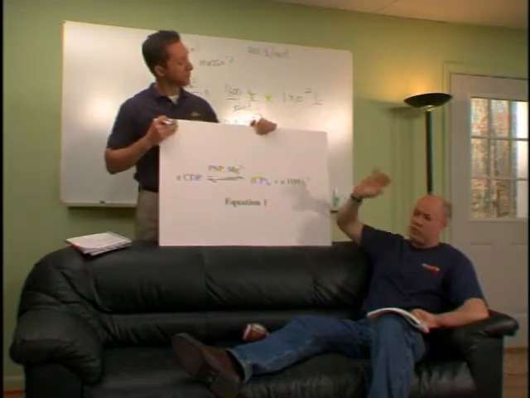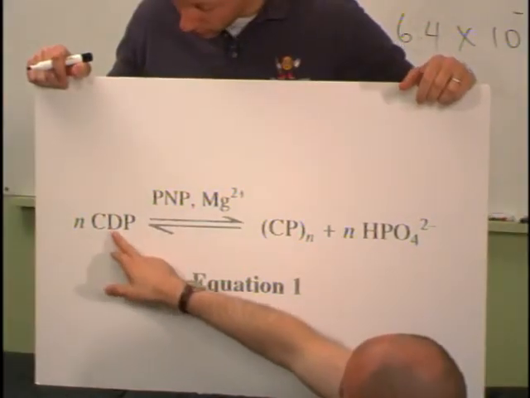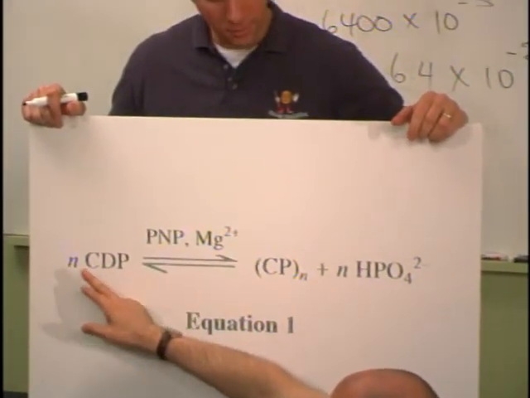Wait, so let me just get this straight. In your example, each card was a CDP. Exactly. Right? And there were n number of cards.